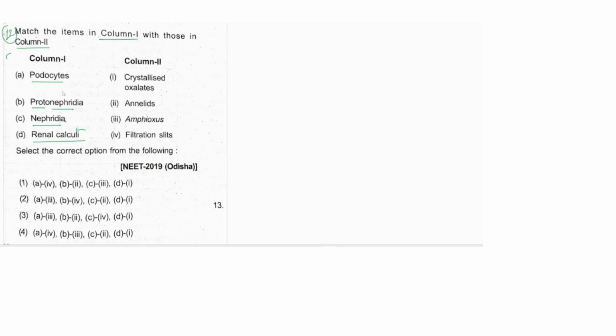Protonephridia is actually the part of the amphioxus. Okay, so protonephridia would be the amphioxus, and podocytes are actually the filtration slits. Okay, so let's see. This was the Bowman's capsule. In the Bowman's capsule, to increase the surface area, there are some finger-like structures, which are actually the podocytes. These are the podocyte cells.